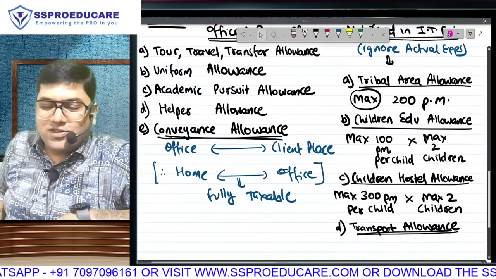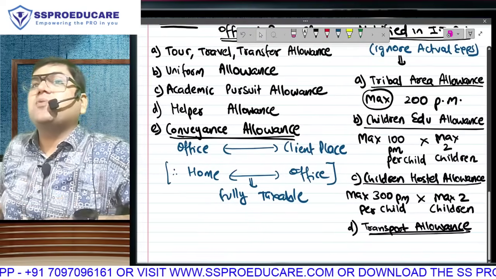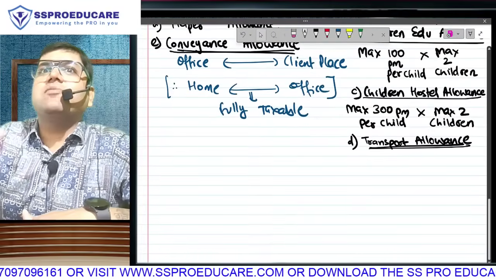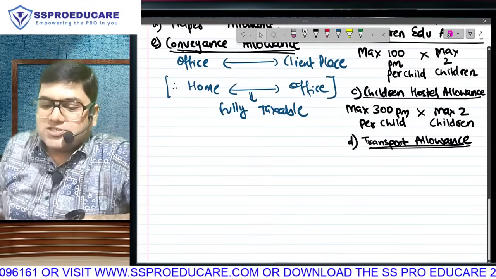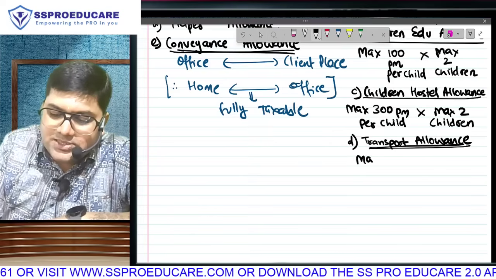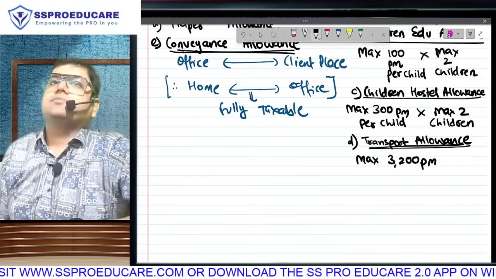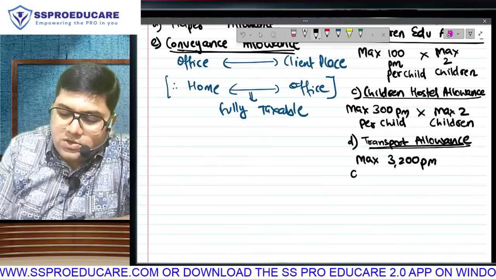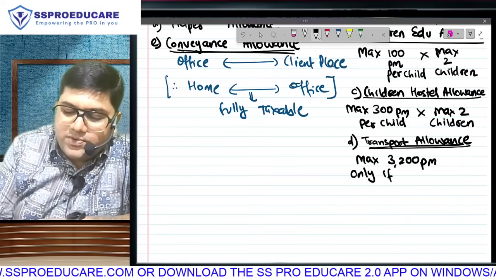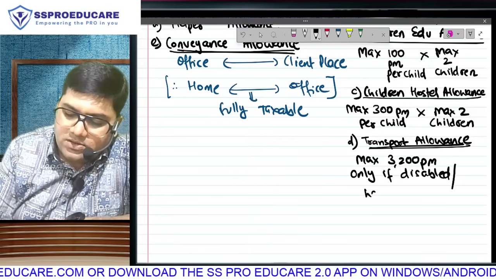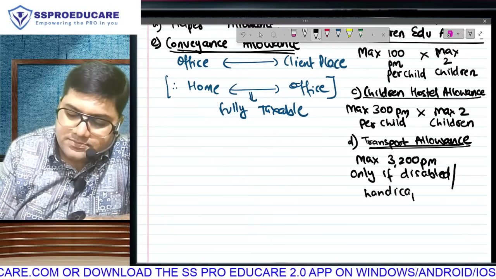So if your boss is giving you conveyance, it will depend on expenditure. But conveyance is the same as transport. The moment you change the name, the tax treatment will change. If it's transport allowance, the exemption is maximum 3,200 rupees per month. But that also only and only if the employee is disabled or handicapped.